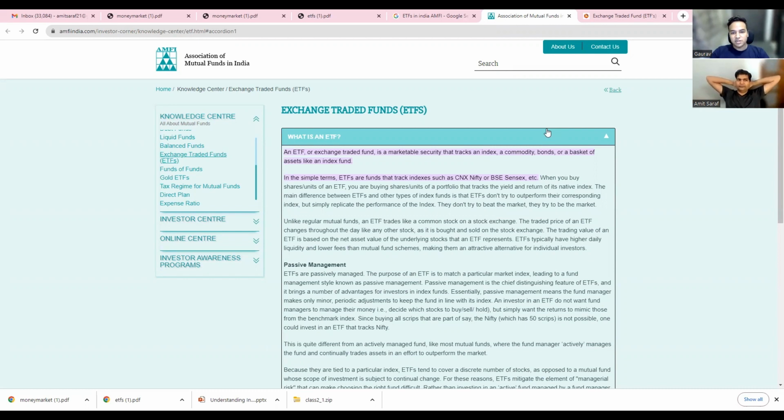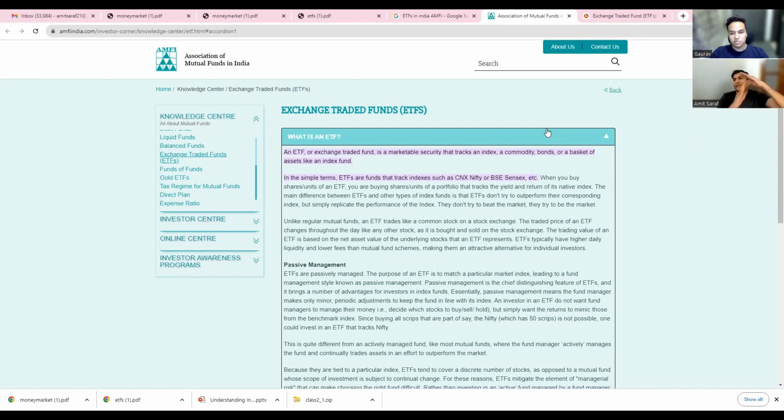An ETF, or exchange traded fund, is a marketable security that tracks an index, a commodity, bonds, or a basket of assets like an index fund. In simple terms, ETFs are funds that track indexes such as CNX Nifty or BSE Sensex. When you buy shares of an ETF, you are buying shares of a portfolio that tracks the yield and return of its native index. The main difference between ETFs and other types of index funds is that ETFs don't try to outperform their corresponding index, but simply replicate the performance of the index.